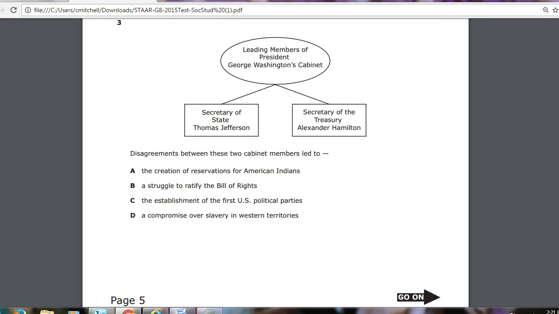Question number 3. Leading members of President George Washington's cabinet: Secretary of State Thomas Jefferson, Secretary of Treasury Alexander Hamilton. Disagreements between these 2 cabinet members led to A. The creation of reservations for American Indians. B. A struggle to ratify the Bill of Rights. C. The establishment of the first U.S. political parties. D. A compromise over slavery in Western territories.